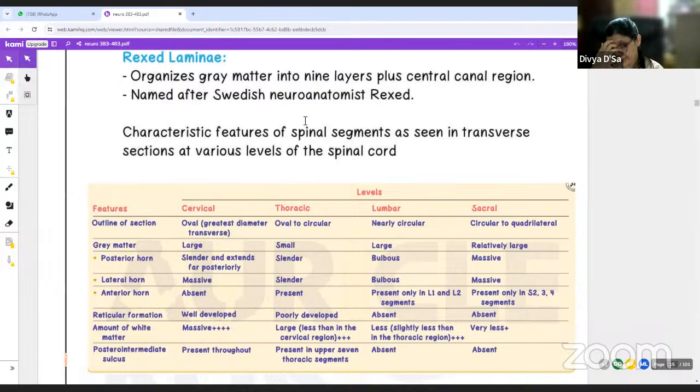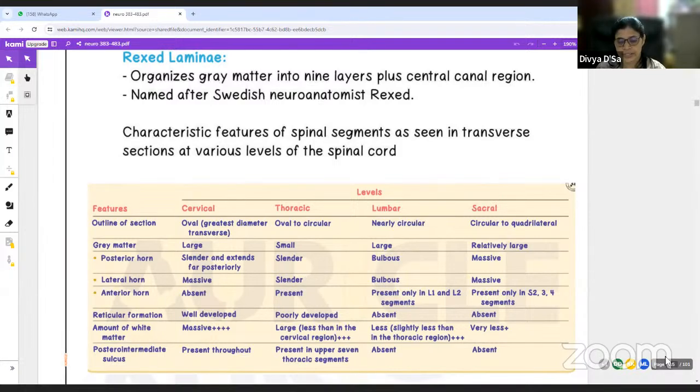So what are the characteristic features of the spinal segments? These are seen in transverse sections at various levels. When we take a section, whether at the cervical, thoracic, lumbar, or sacral region, we take different sections and see what the main features are.